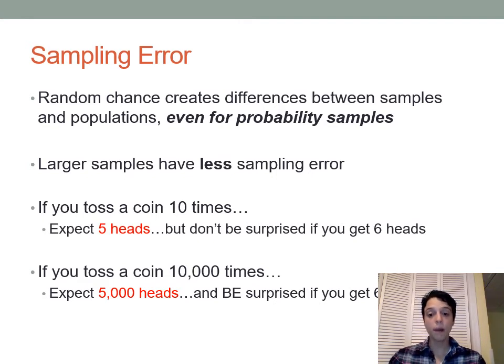So when you're sampling from a population, just to recap, you could often see small differences between your sample and your population. But it's unlikely that your sample is going to be very different from your population. And the bigger your sample is, the more similar it's likely to be to that population.